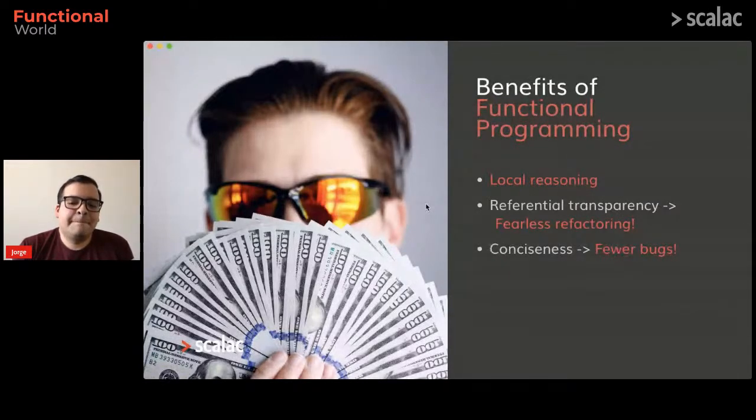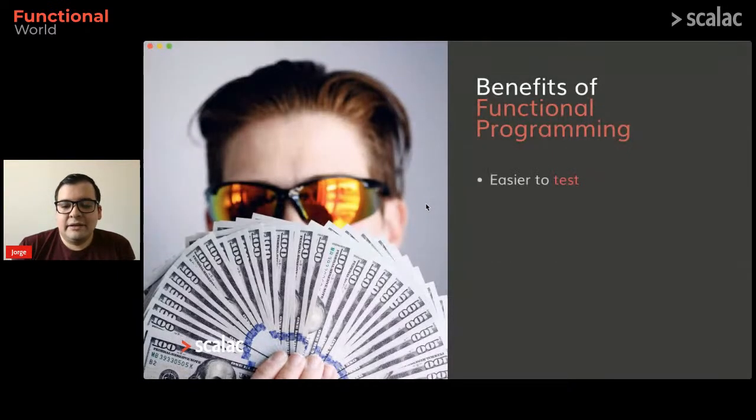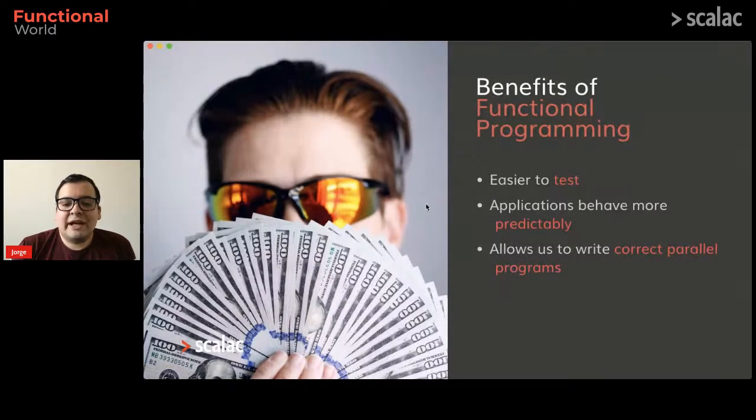Conciseness, this means fewer bugs, because we can write programs that are more concise. That means we have fewer places where we can mess up, so fewer bugs. It's easier to test. Applications behave more predictably because we have said that pure functions are deterministic, so the whole application will be more predictable, and it allows us to write correct parallel programs. As I've mentioned, having this limitation of not being able to use mutable values gives us some great benefits when trying to write parallel and concurrent applications.